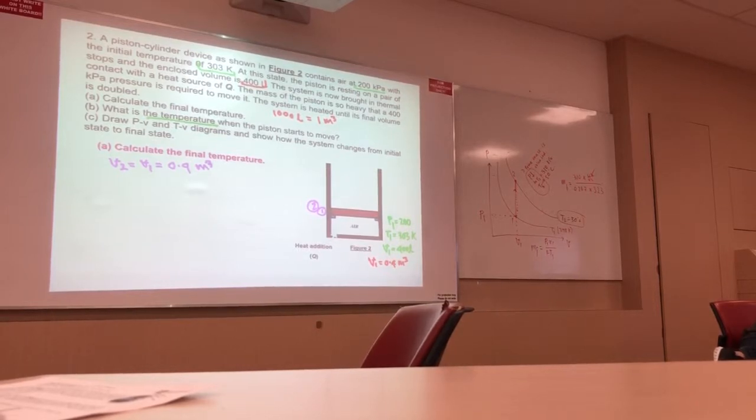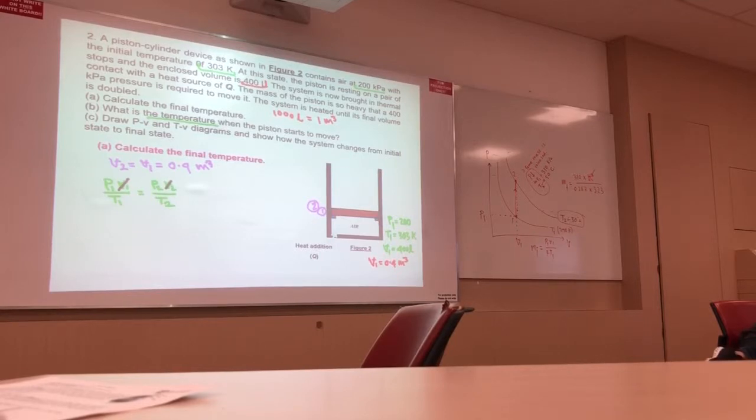Right. So I can write P1 by T1 equals P2 by T2. V1 and V2 are the same, so I can cancel them. No problem.